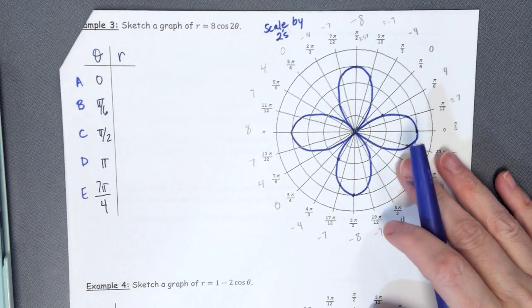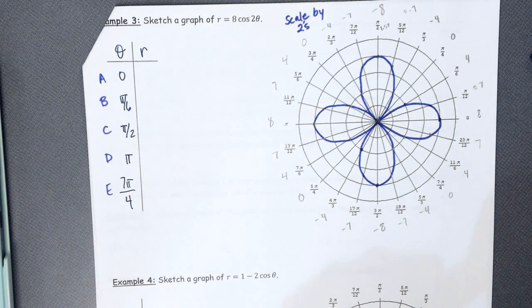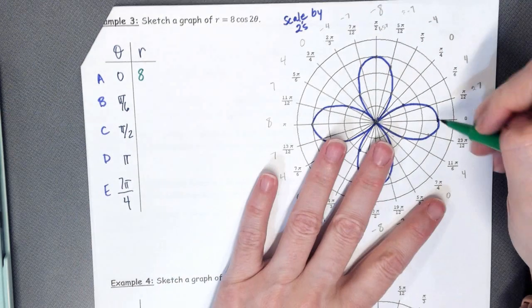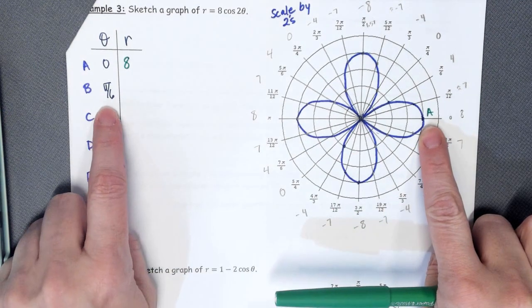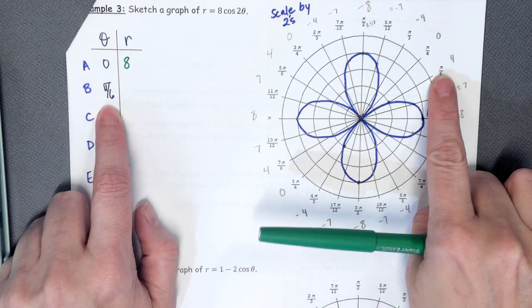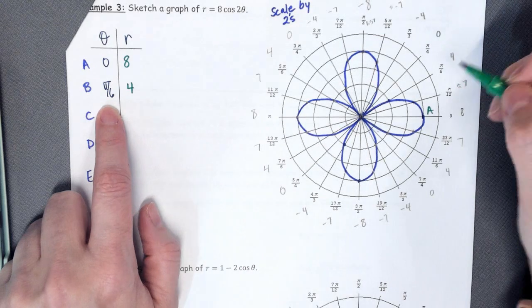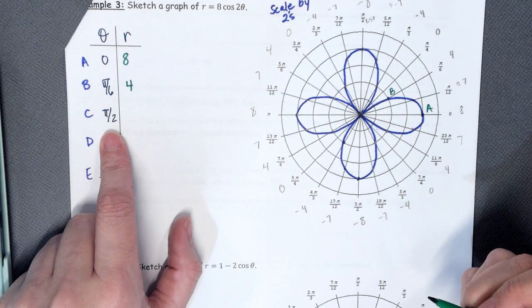Okay, and then we're going to label these points now. So at 0, we are at 8, and we're going to label that A. So point A is right here. Okay, at pi/6, I'm at 4. So I want you to label that point B.